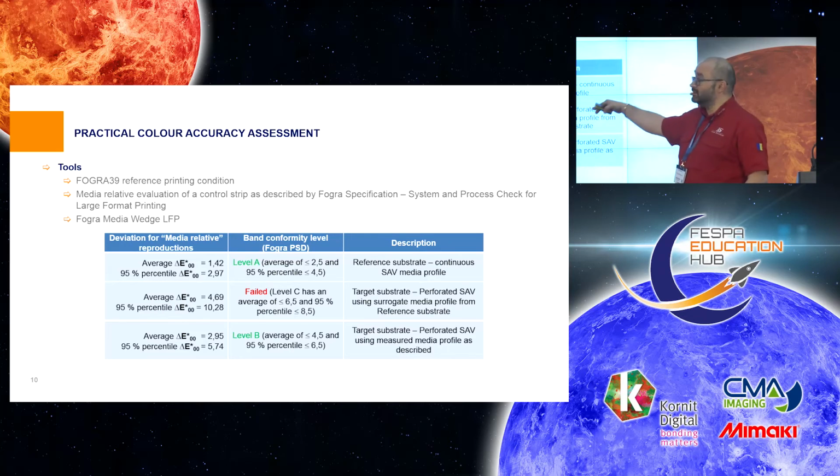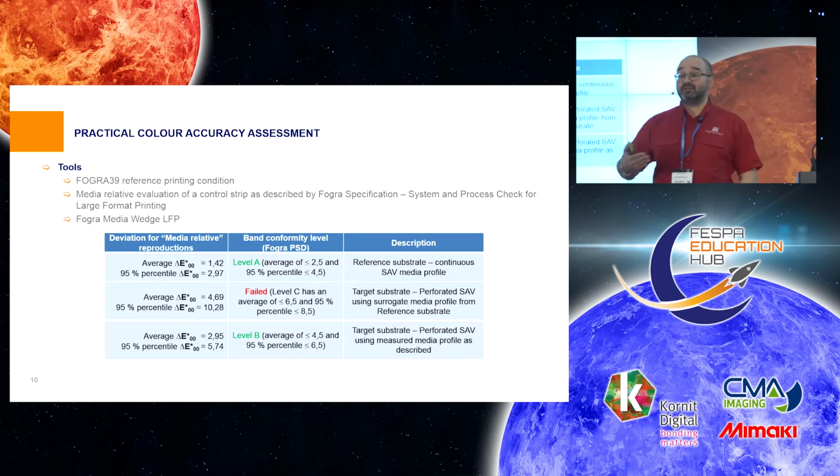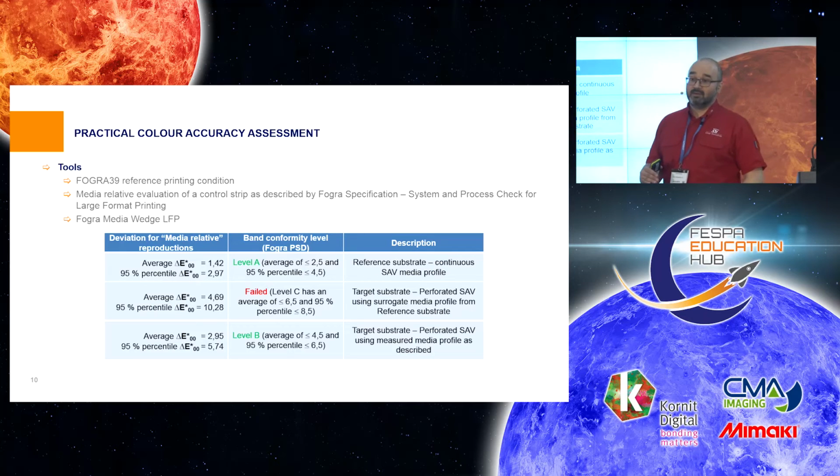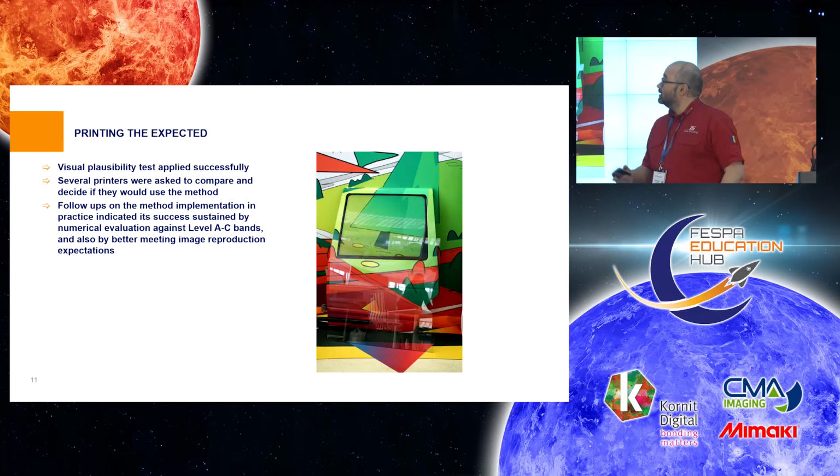And then we applied the third measurement over a media set that was created using the methodology I just described. And you can see easily from the numbers that the quality of the reproduction drastically improved. We actually managed to reach a level B quality, which for a perforated substrate is quite nice. So this is what we do.